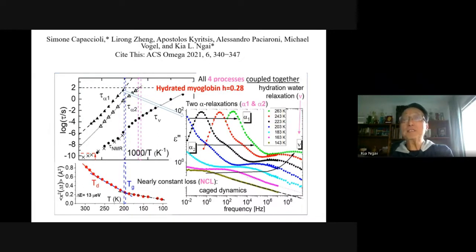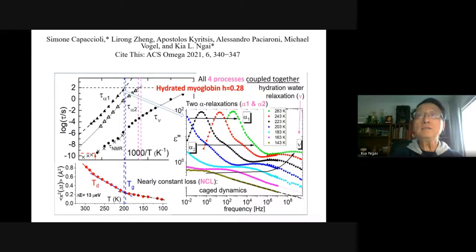So this is a hydrated protein with hydration level 0.28, and this data, the spectrum on the right, again you see the two spectra dielectrically, and then you see on the left side all the neutron data put together. Again, similar. So again, claiming universality is not fast, because you see that this hydrated myoglobin is very different from the other materials.